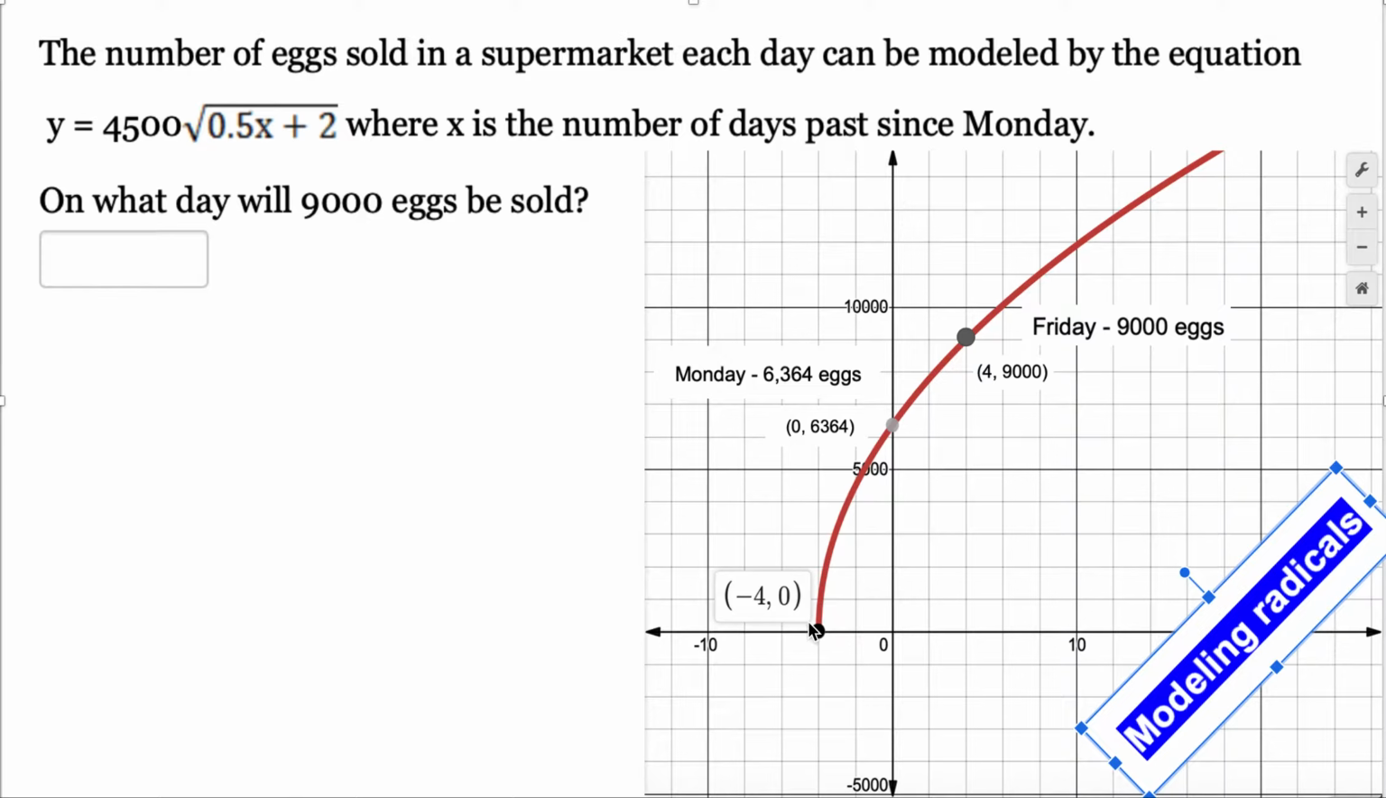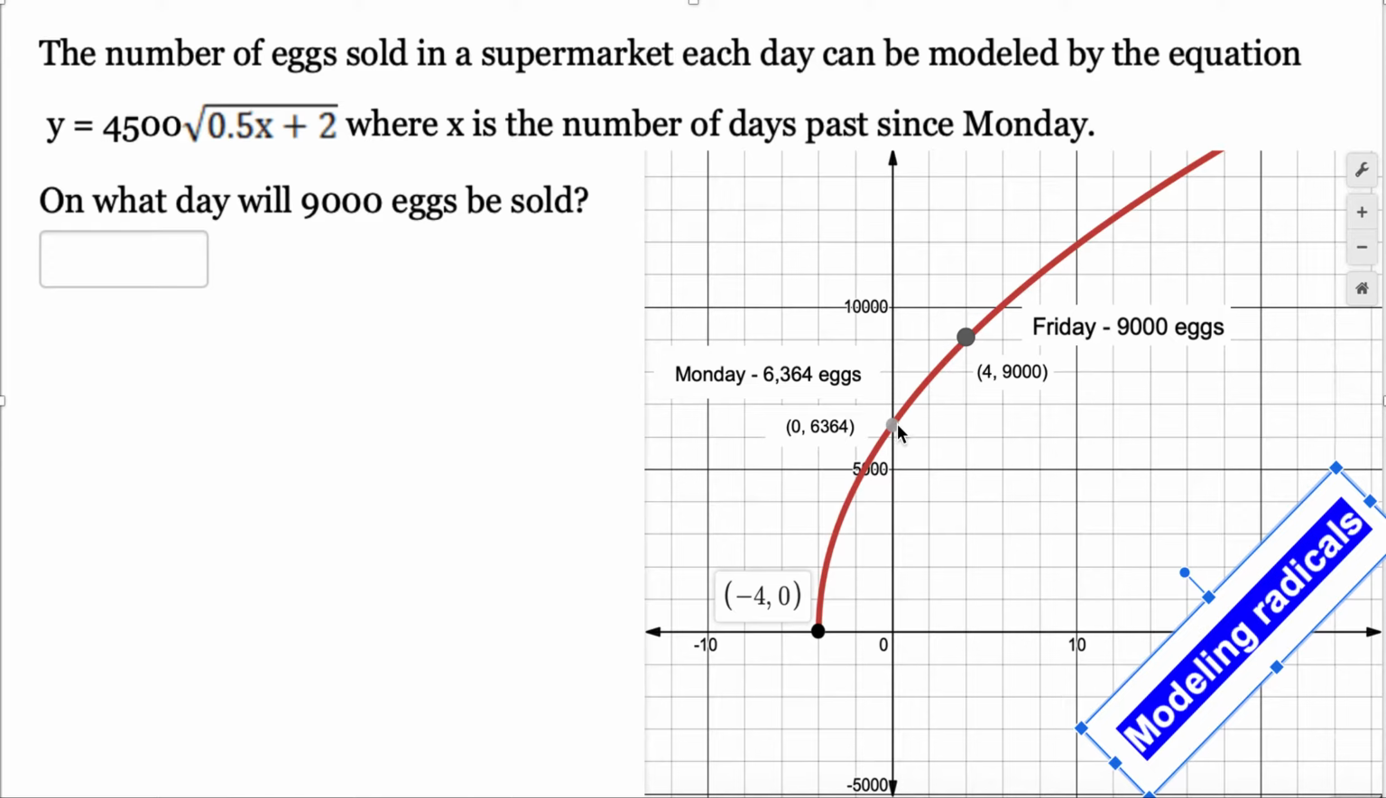So when you look at this function, I am disregarding this side. Here at zero, since x is the days since Monday, let us set this day as Monday. When we look at the graph and drag to this point here, it tells you 4 and 9000. So y is 9000 and x is 4. So on the fourth day, 9000 eggs can be sold.